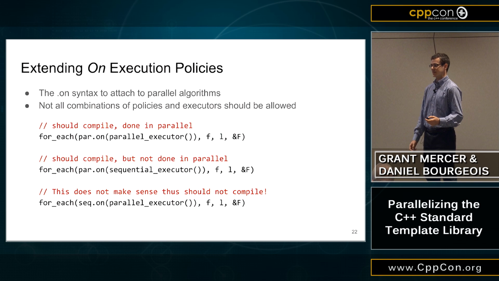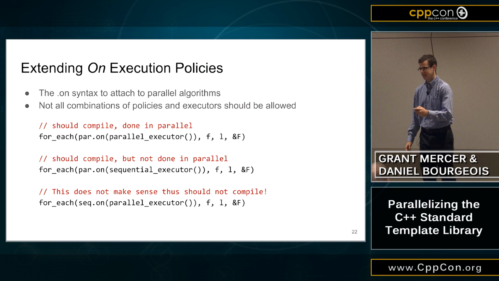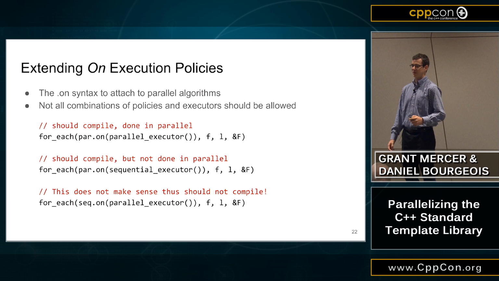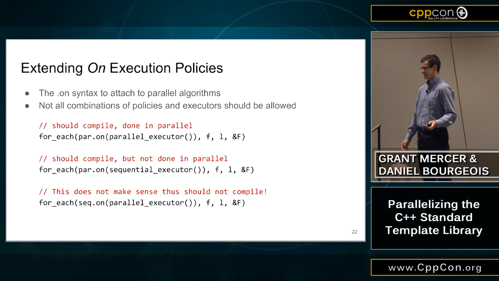However, we could also attach a sequential executor. So maybe this is an executor that has one thread or only does work in a way that maintains the order of when it was called. Then we are going to have sequential execution, but we can still send it to a parallel execution policy, because the policy only restricts that it can be done in parallel or sequentially, but it doesn't say it has to be done in parallel. So we want to allow that to happen. But we don't want to allow a sequential policy to have a parallel executor. So that does not make sense.